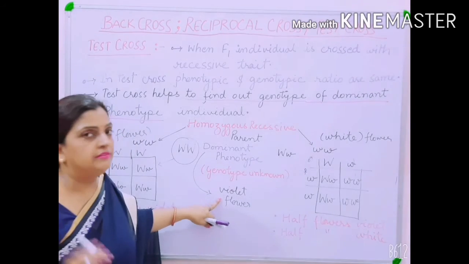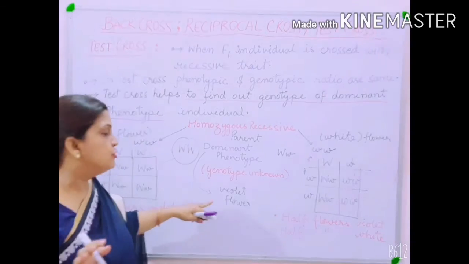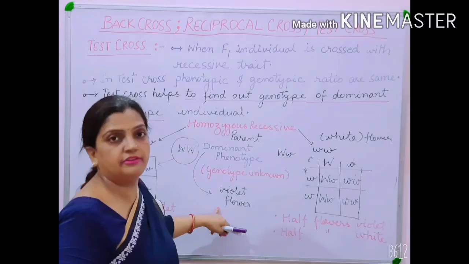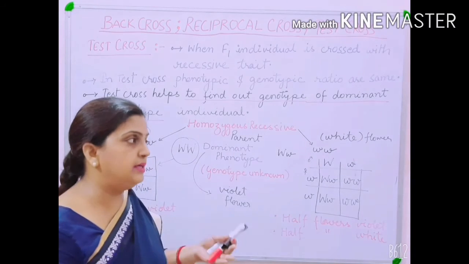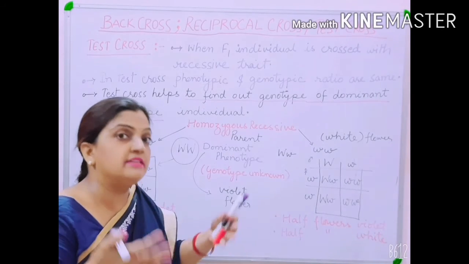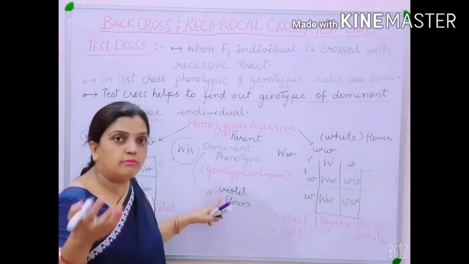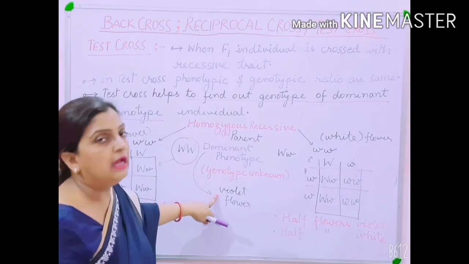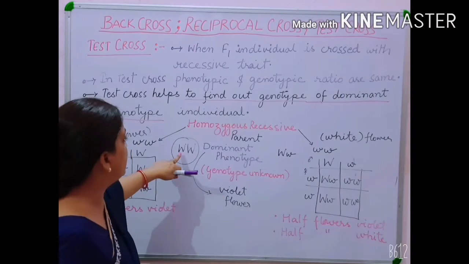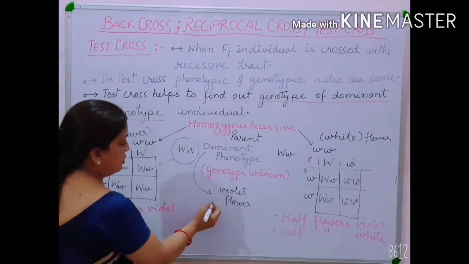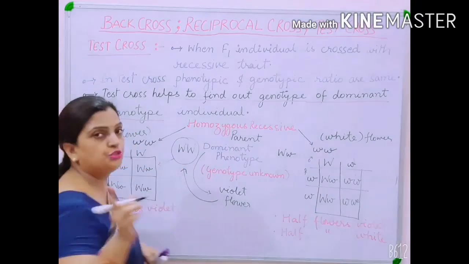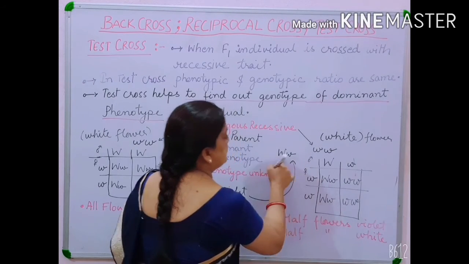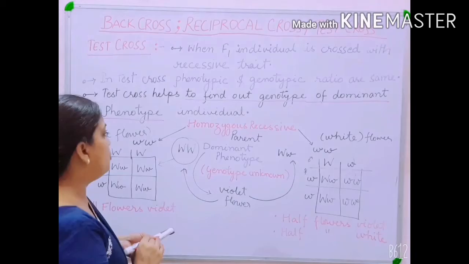The genes responsible for this violet are unknown, we do not know them. So there are two possibilities of the genotype for this violet flower. Violet is expressed, we can see that color from far, so violet is a dominant color. So two types of genotypes can be framed from the violet color. One can be capital W and capital W for violet color, and the other can be capital W and small w.